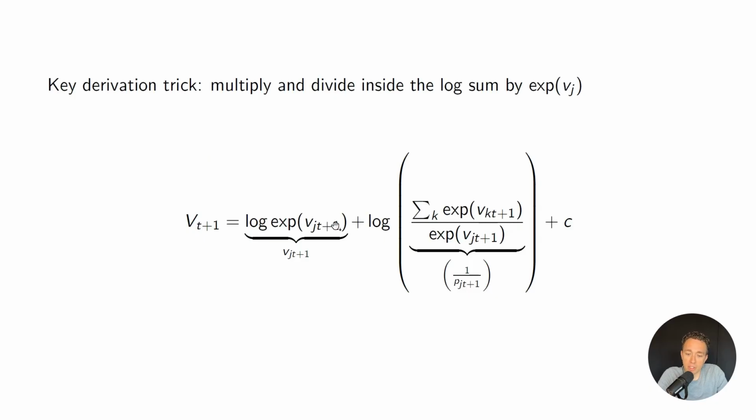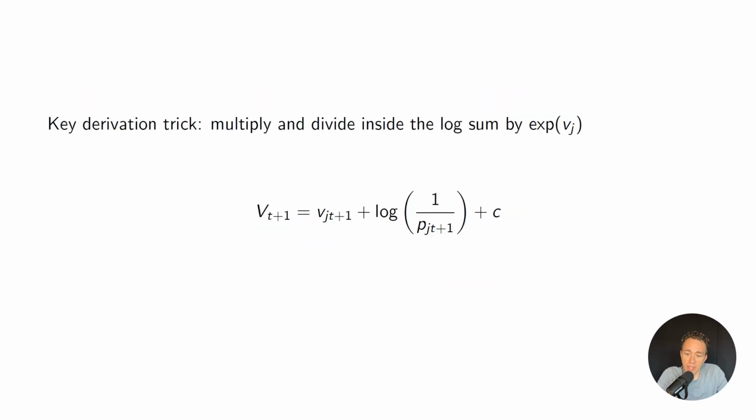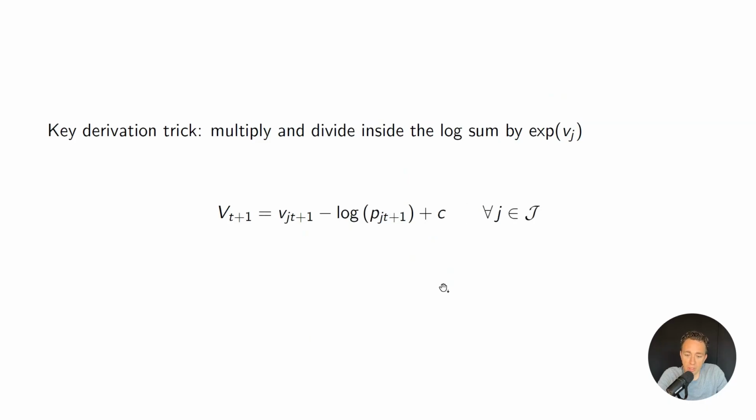This first term simplifies to just v_{j,t+1} because log and exponent are inverse functions. And then this log sum term turns out to be, let's take the log of 1 over p_{j,t+1}. Then we can simplify this further by noting that the log of 1 is 0. So then we get that big V_{t+1} is equal to little v_{j,t+1} minus log of p_{j,t+1} plus Euler's constant, and that this is equivalently true for any option in our choice set.